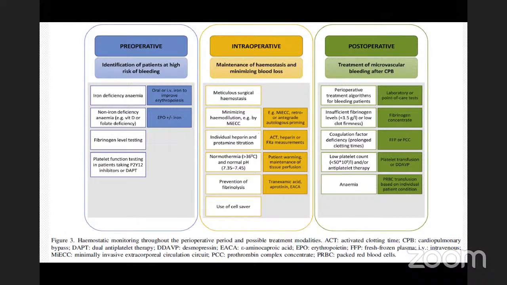So for post-operative treatment of microvascular bleeding after cardiopulmonary bypass, the perioperative treatment algorithm of bleeding patients is based on laboratory or point of care tests. Insufficient fibrinogen level, less than 1.5, or low clot time, you will use fibrinogen concentrate. Coagulation factor deficiency with prolonged clotting time, you can use FFP or PCC. Low platelet count, less than 50, and/or antiplatelet therapy, you can give platelet transfusion or desmopressin. Anemic patient, you will give packed RBC transfusion based on the individual patient's condition. This chart is again from the guidelines.